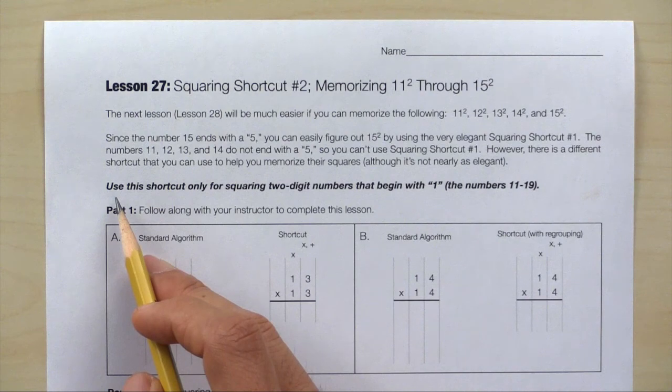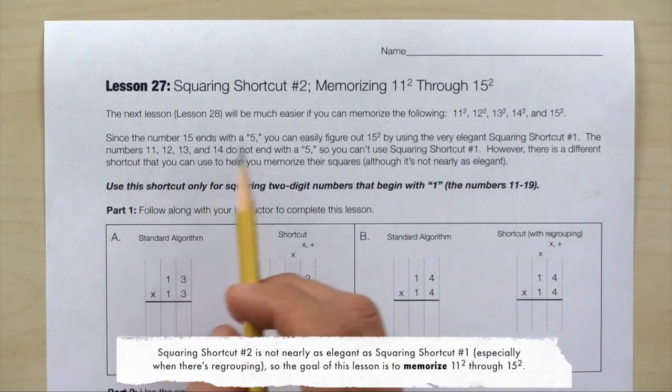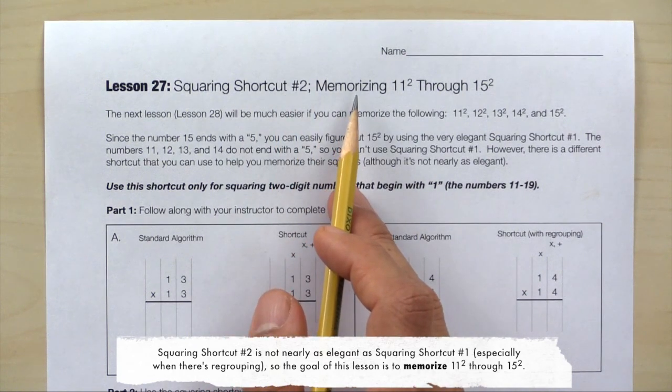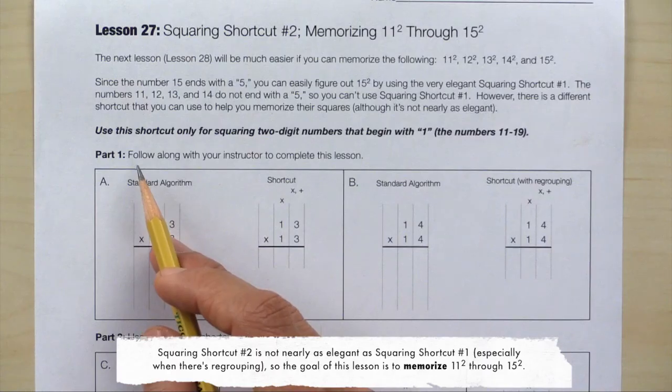The next sentence is especially important. Use this shortcut only for squaring two-digit numbers that begin with 1, the numbers 11 through 19. And once again, shortcut number 2 is not nearly as elegant as shortcut number 1, so we're going to use this lesson to memorize 11 squared through 15 squared. Here's part 1. Students are going to follow along with their instructor to complete this lesson.